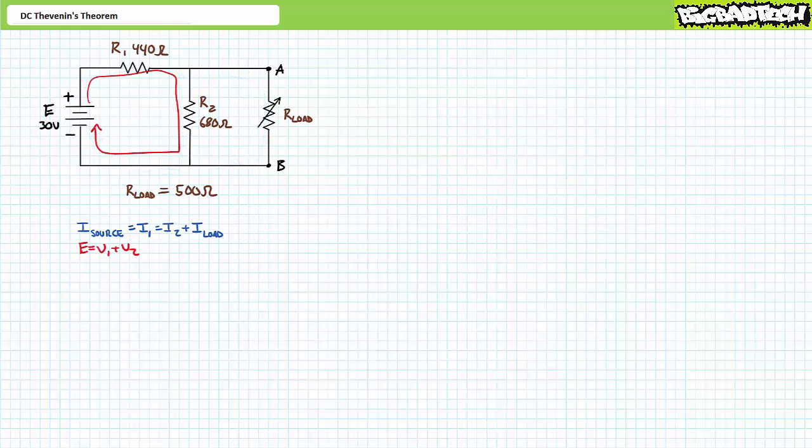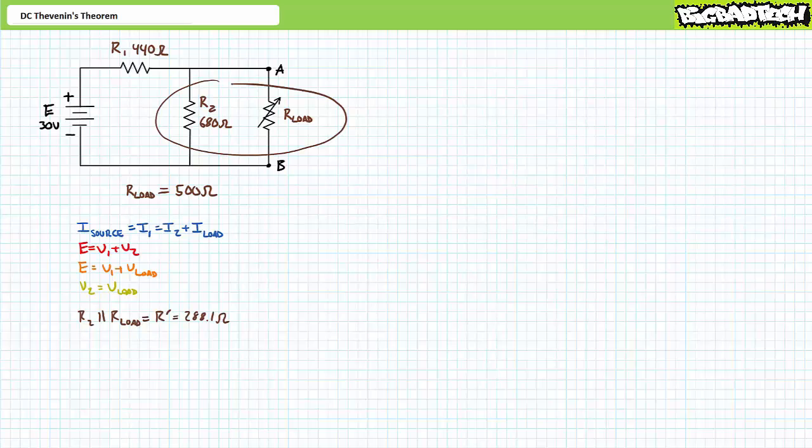An application of Kirchhoff's voltage law for this loop in red demonstrates that E equals V1 plus V2. Similarly, another application of Kirchhoff's voltage law for this loop in orange demonstrates that E equals V1 plus V load. Finally, another application of Kirchhoff's voltage law for this loop in yellow demonstrates that V2 equals V load.